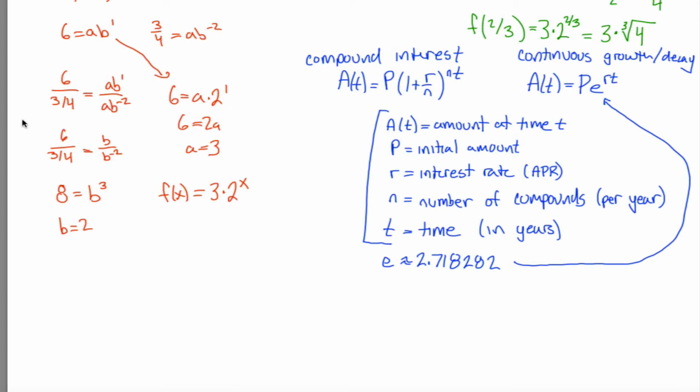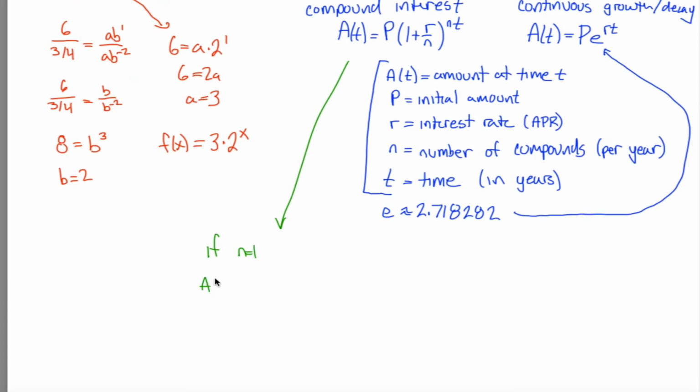And the way I remember this, I don't know if this is 100% true, but I'll pretend it's true, is thinking about a simpler case. If n just equals 1, so let's do some arrows here. If n equals 1, then this formula just boils down to A of t is equal to P times 1 plus r to the t power.